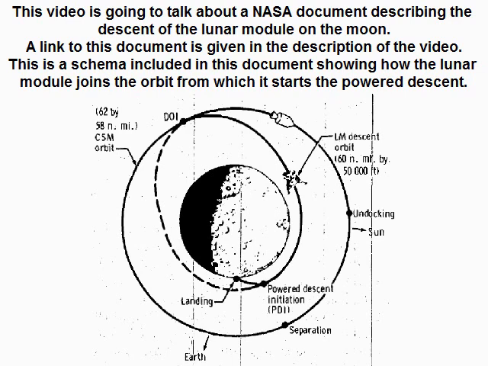This video is going to talk about a NASA document describing the descent of the lunar module on the Moon. A link to this document is given in the description of the video. This is a schema included in this document showing how the lunar module joins the orbit from which it starts the powered descent.